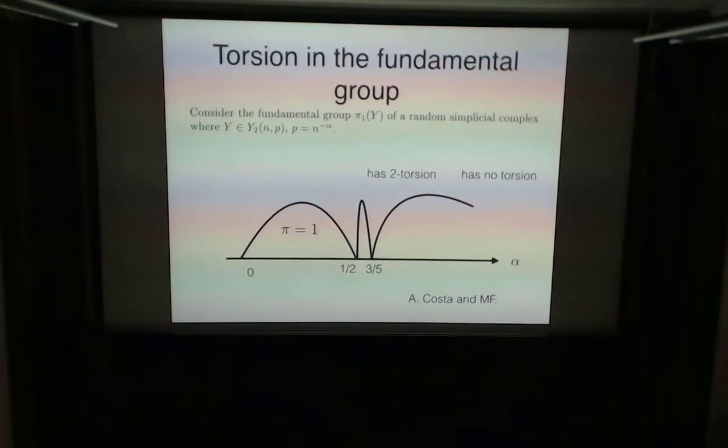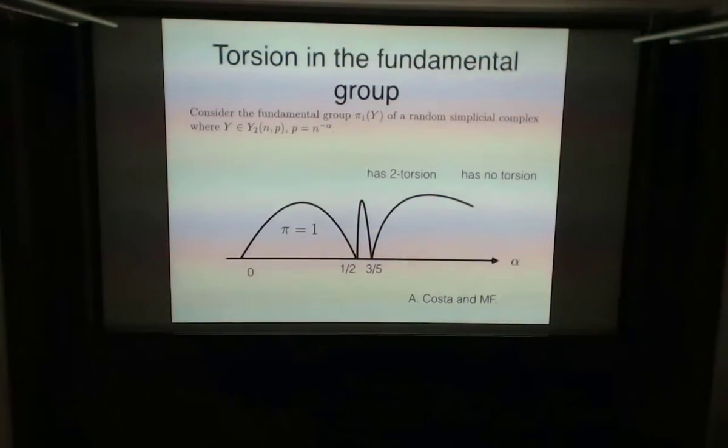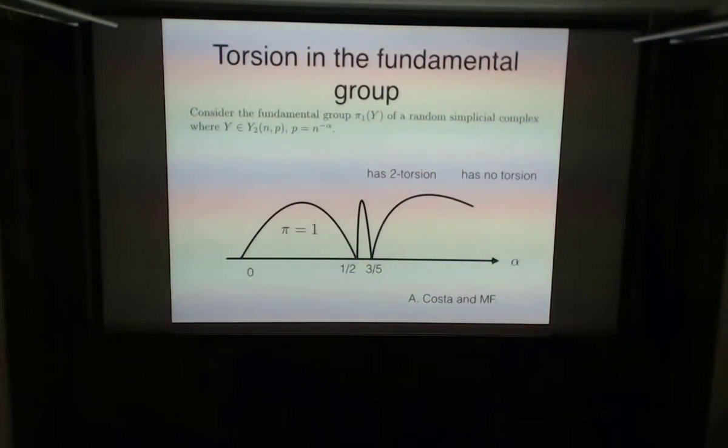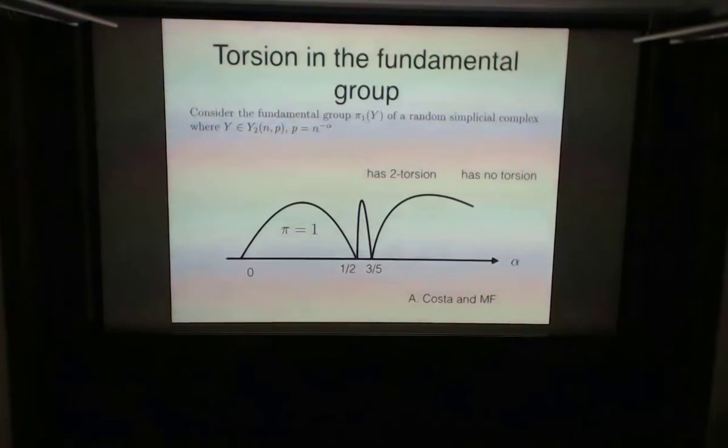Torsion in the fundamental group. Well, it's our work with Costa, Armindo Costa here. We proved that if alpha is below 3/5, then there is no torsion. In this area, there is no torsion in the fundamental group. Between 3/5 and 1/2, the fundamental group has 2-torsion with probability 1. So 2-torsion appears.